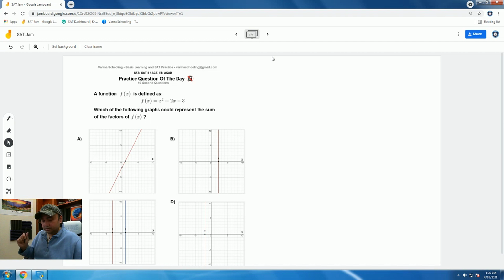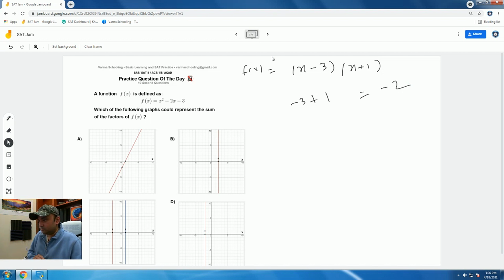But here, in this case, the function f(x) equals x squared minus 2x minus 3. Which of the following graphs could represent the sum of the factors of f(x)? Again, it's a trap question. If you factorize that, pretty sure you'll run into (x minus 3)(x plus 1). Now these are the factors of f(x) when you factorize that function. Fairly simple, right? Now some of you answered the sum of the factors as minus 3 plus 1 equals minus 2, which would be the D answer.